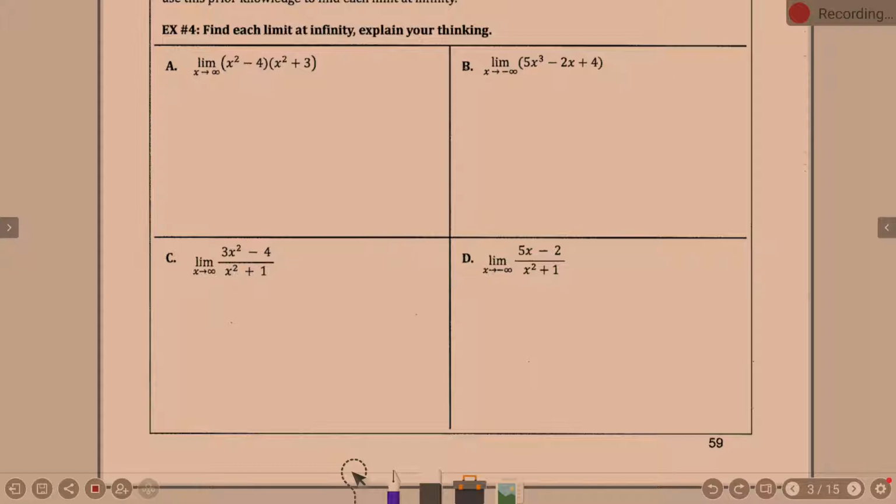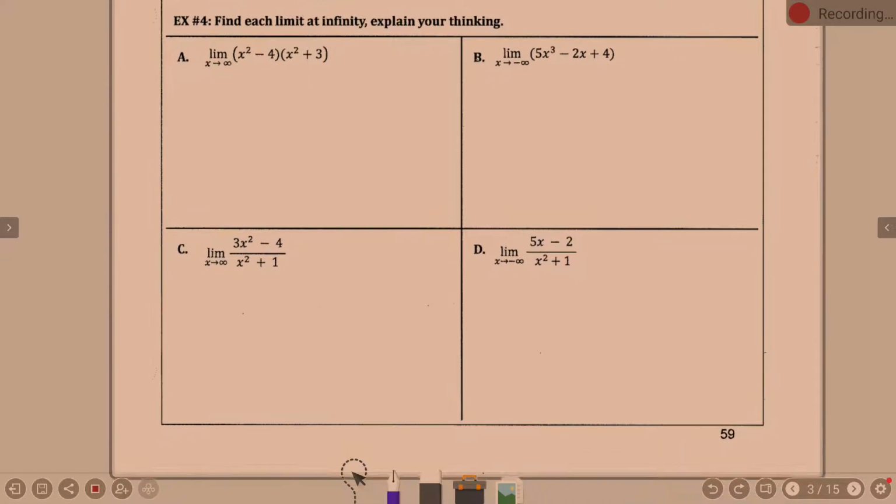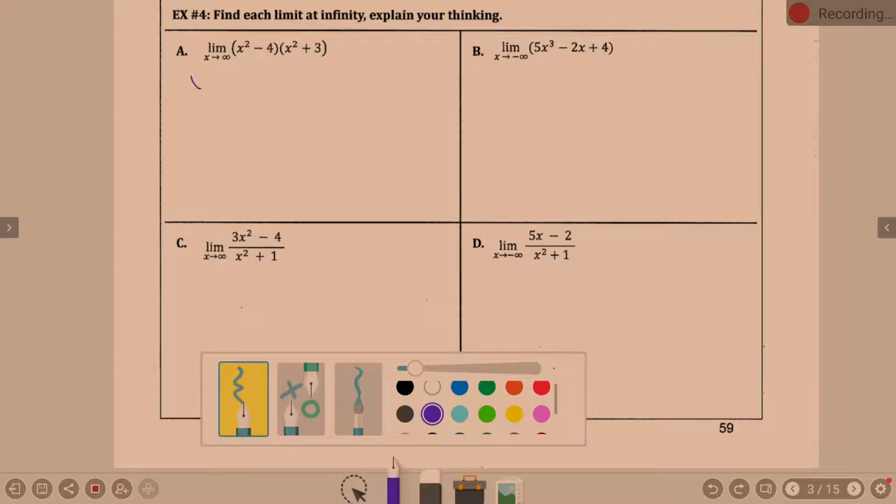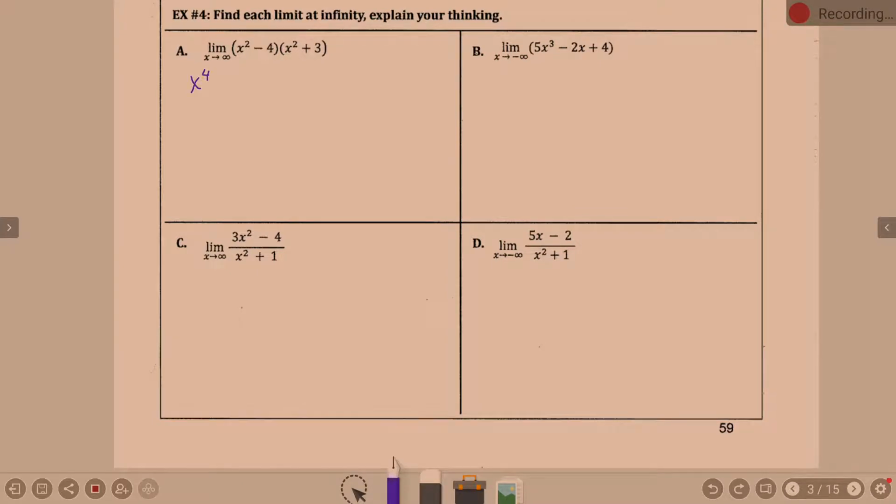X to the fourth, correct? And if we think about x to the fourth, what can you tell me about an x to the fourth graph? I don't care about the rest of it, just an x to the fourth graph. It's bounded in some way. Is it like a wider parabola? It could be. So an x to the fourth graph could be like a wider parabola.